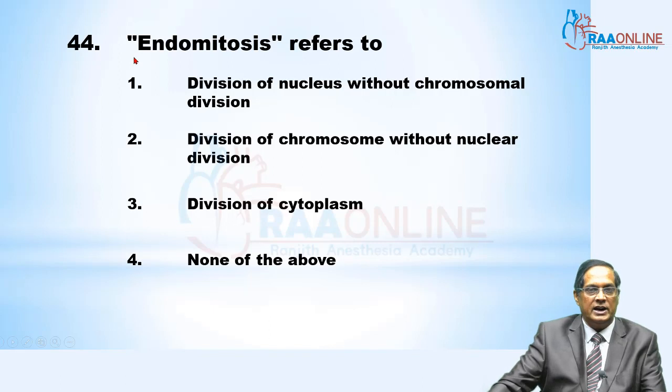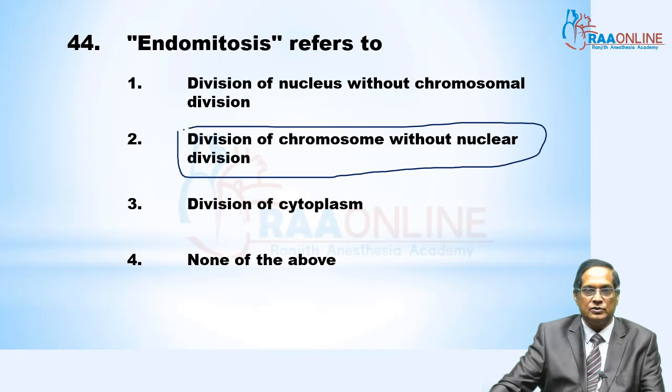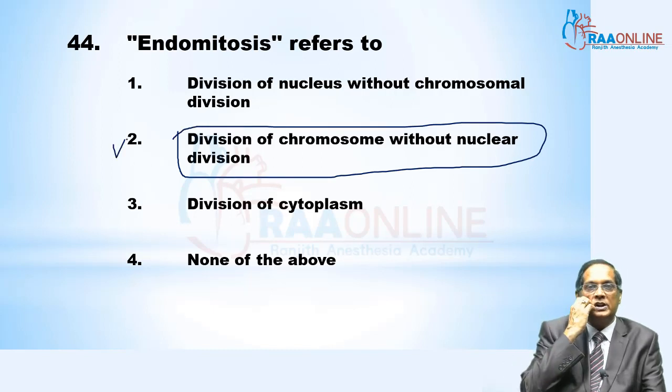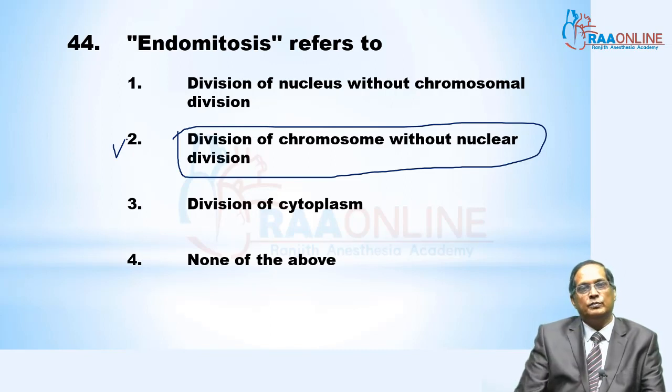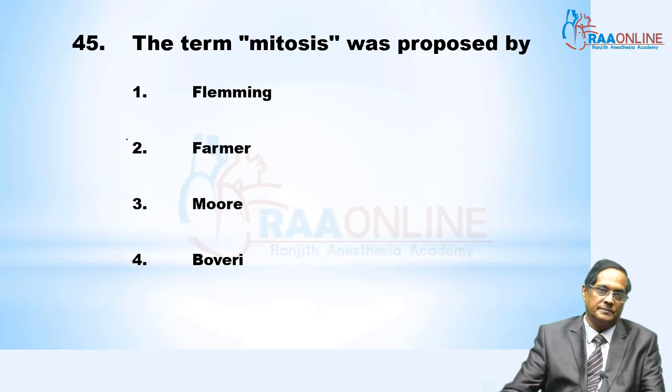Endomitosis, endo meaning within, is the duplication and division of chromosomes, but there is no division of the nuclear membrane. That is, duplication and division of chromosomes takes place but inside the nucleus only. That is known as endomitosis.